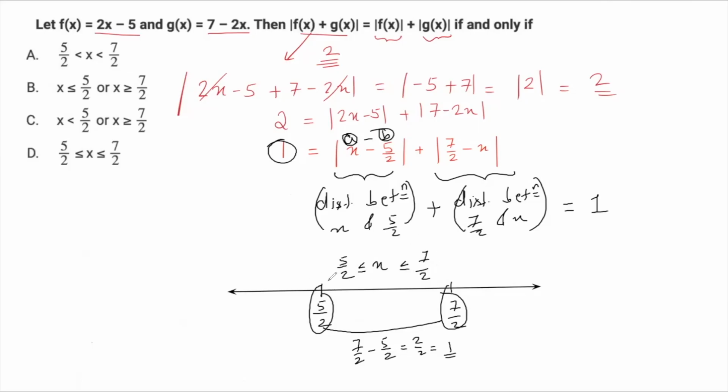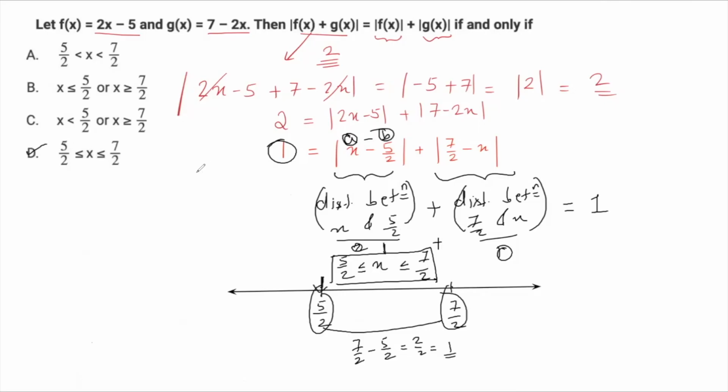Because if I take x as 5 by 2, its distance from 5 by 2 will be 0, but its distance from 7 by 2 will be 1. So total distance became 0 plus 1, which is 1 again. Similarly, I can take x as 7 by 2 also. If I take x as 7 by 2, the distance between 7 by 2 and x would be 0, and the distance of 7 by 2 and 5 by 2 is 1. The total distance again became 1. So yes, x has to be greater than or equal to 5 by 2 and less than or equal to 7 by 2, right? So that's again the D option.